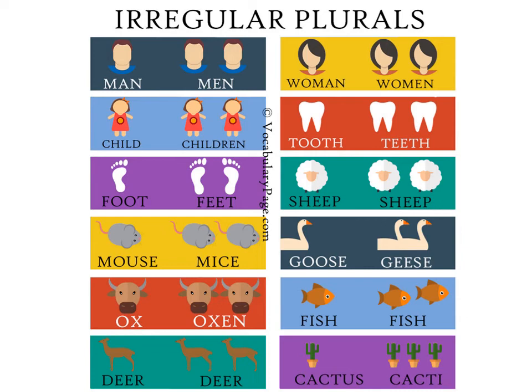The next one is mouse. We have mice. For goose, we have geese. For ox, we have oxen. For fish, we have fish also, and if there are so many, we call them a school of fish. The next one is deer. We have deer. Same as sheep and fish, we don't change the spelling. Next is cactus, and if there are so many, we call them cacti.